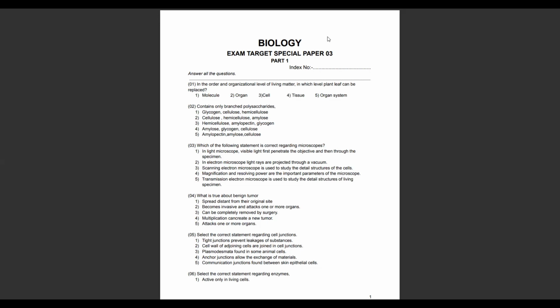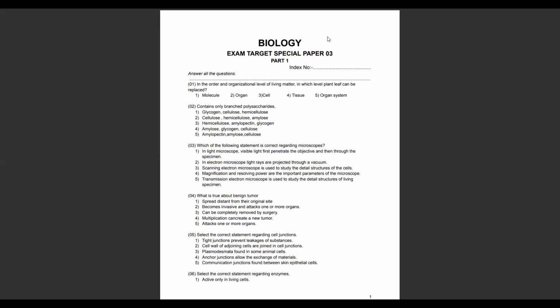Then question number 2, which contains only branched polysaccharides. Now, if we take polysaccharides, we can divide them based on their architecture as linear forms and branched forms. Linear form examples: cellulose, amylose, then inulin. And branched polysaccharides: glycogen, amylopectin, then hemicellulose. So according to this question, they have given in the third answer hemicellulose, amylopectin, and glycogen. So the answer should be the third answer.